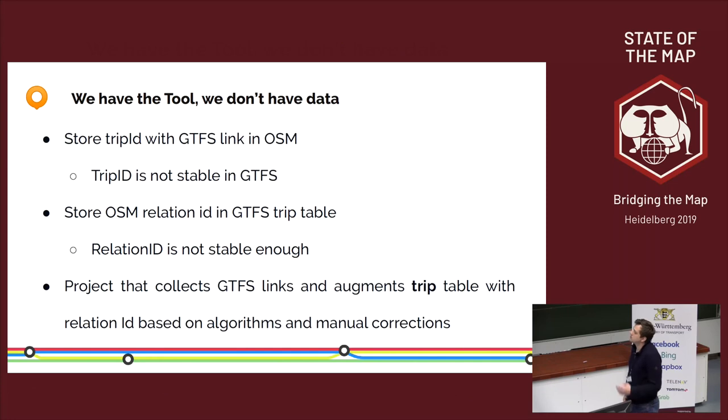So what we are looking for, and maybe we already found at least a couple of alternatives at this conference, is a project that collects GTFS and can augment the trip table with a relation ID from OpenStreetMap. From that point, we can parse it, build it into our own format, because we need to make it compact to support mobile clients, and make use of it. And from then, we can support the most important feature, the timetable.